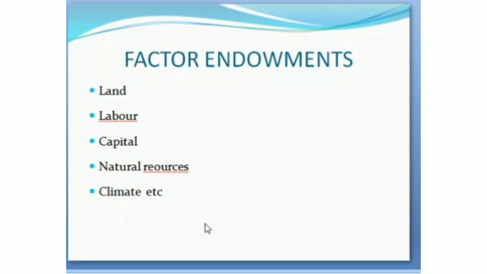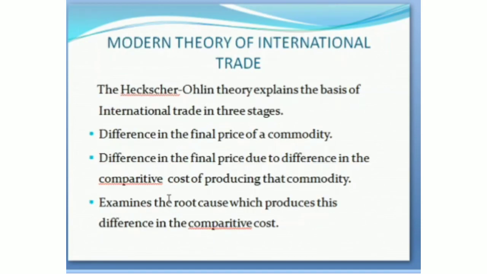Next comes factor endowments. This theory is also called factor endowment theory, which includes land, labor, capital, natural resources, climate, etc. Modern theory of international trade.